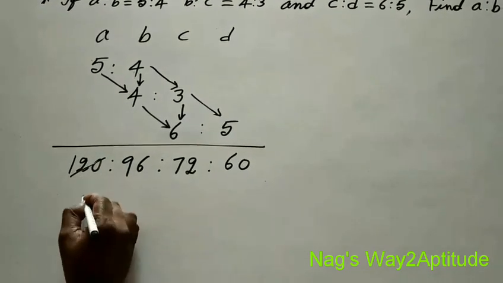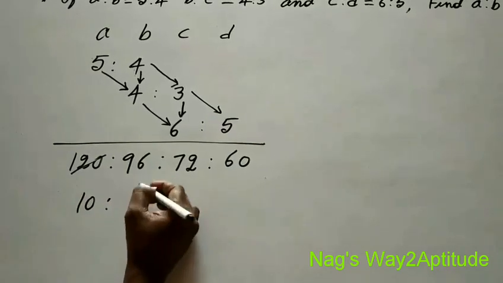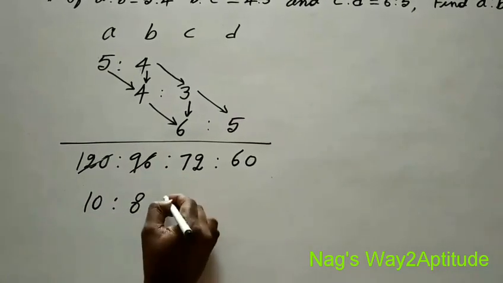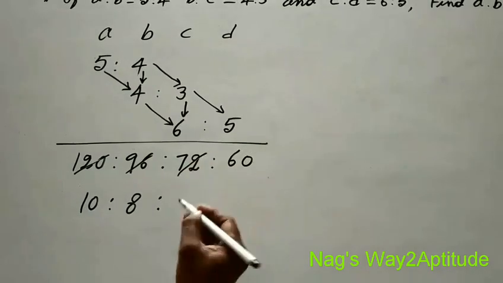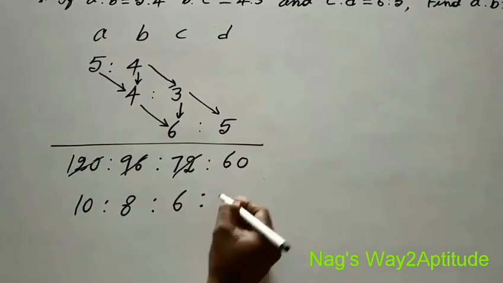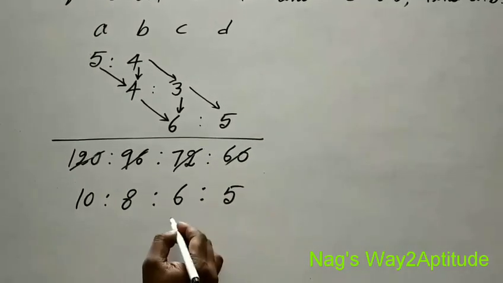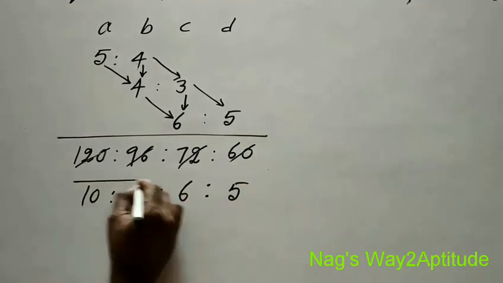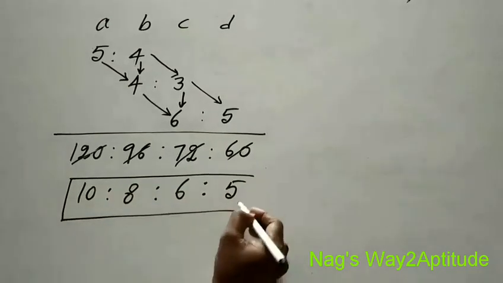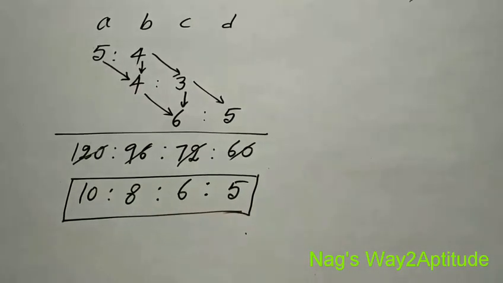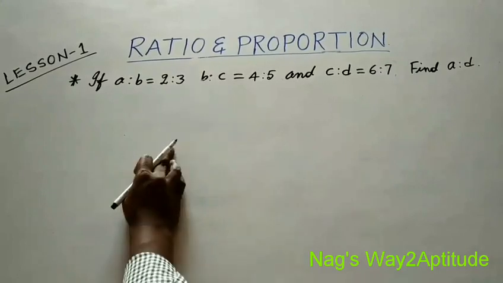So 12 takes 120 10 times, and in 96 8 times, 12 takes 72 6 times, and 12 takes 60 5 times, and finally we got the answer 10 is to 8 is to 6 is to 5 for A is to B is to C is to D. Now let us go to another problem.